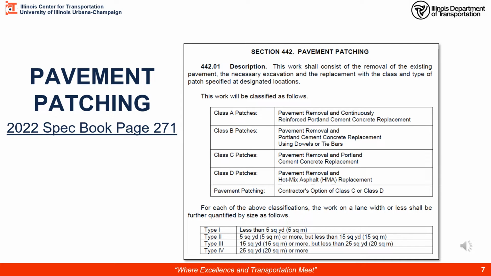Here we have type 1s are less than 5 square yards. Type 2s are 5 square yards up to 15 square yards. Type 3s are 15 up to 25 square yards, and type 4s are 25 square yards or more. So we have a class of patch, that's the construction and materials. Then we have the type of patch, which is based on the planned size of that patch.